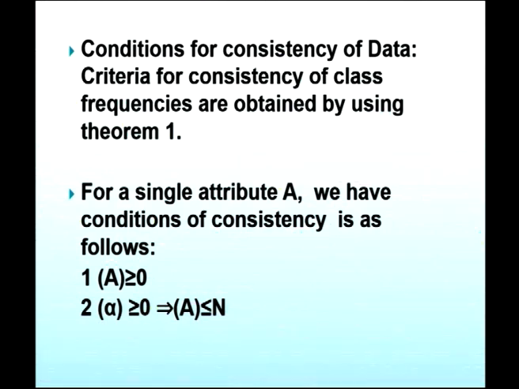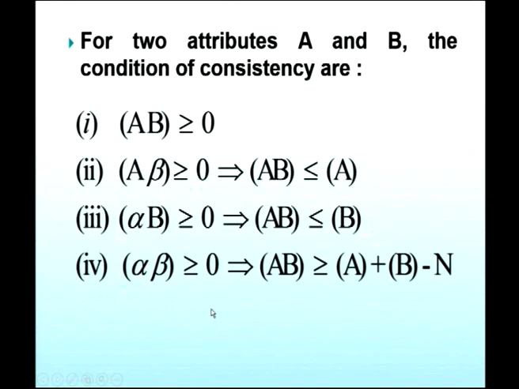For a single attribute A, we have conditions of consistency as follows. For a single attribute A, condition for consistency is A is greater than or equal to 0, and second one is class frequency alpha is greater than or equal to 0, means A should be less than or equal to n. For the case of two attributes A and B, the conditions of consistency are AB is greater than or equal to 0, then A beta greater than or equal to 0 implies AB minus A beta stands for A minus A beta, AB, A beta stands for A minus AB.